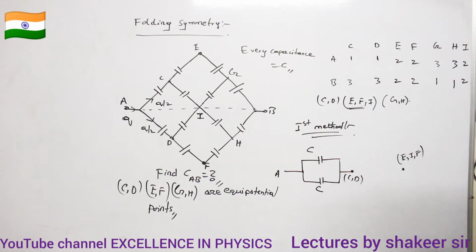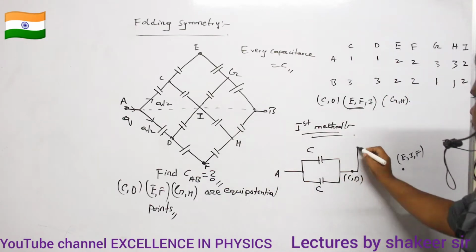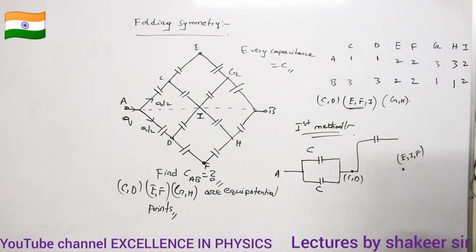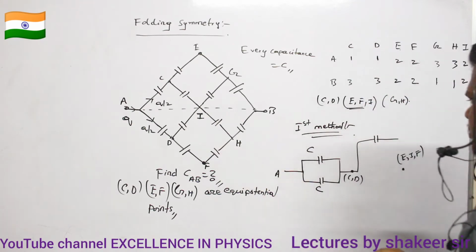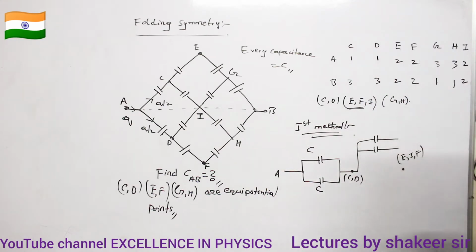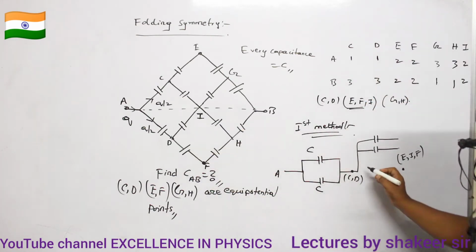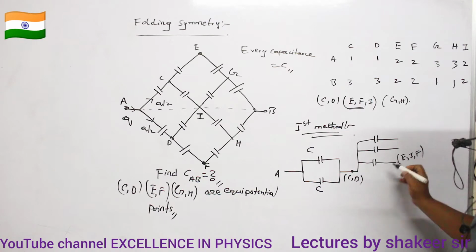How many capacitors are there? First you take from C to E. C to E, there is one capacitor, no? Clear, no? Next, C to I, there is one more capacitor. Okay? So next you go to point D. So D to I, there is one capacitor.